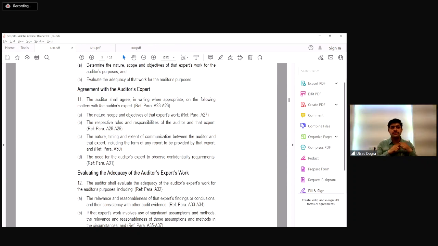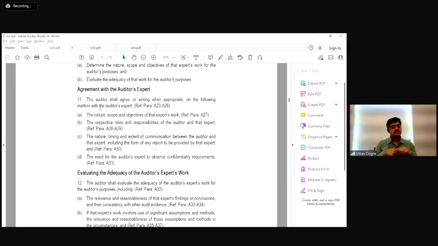The expert must not be engaged for any objective that is not for the purpose of the audit, because sometimes it will not only hit the pocket of the auditor, but also the timelines that have been given to us. Then the respective roles and responsibilities of the auditor and that expert must be very clearly communicated. The outcomes must be used for audit purposes only.